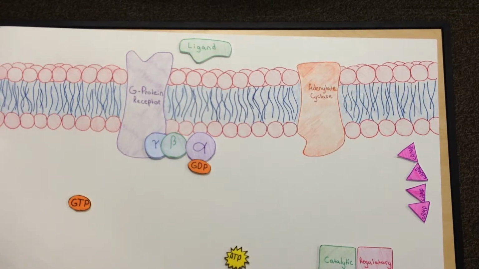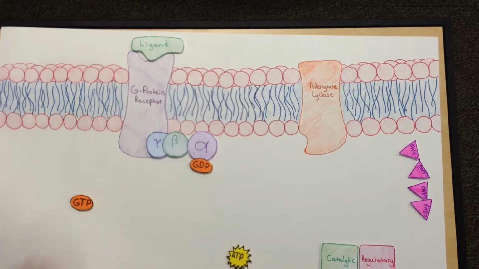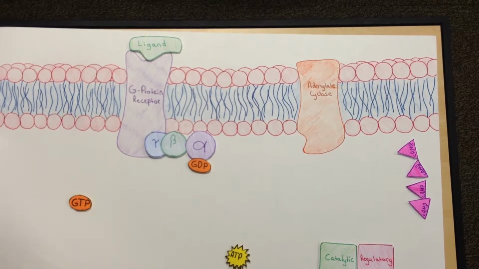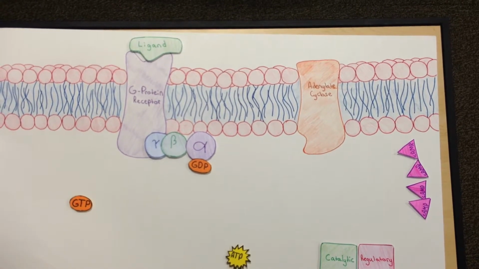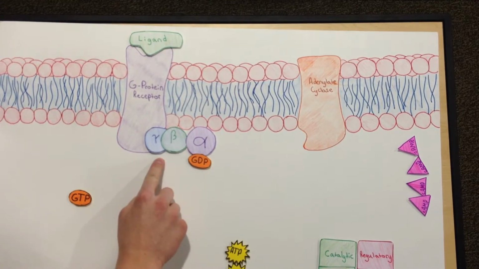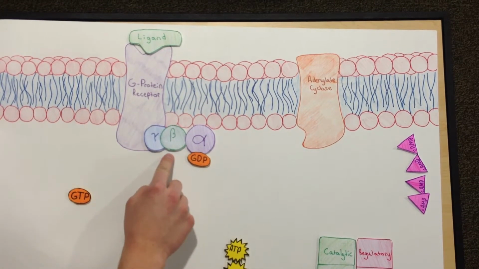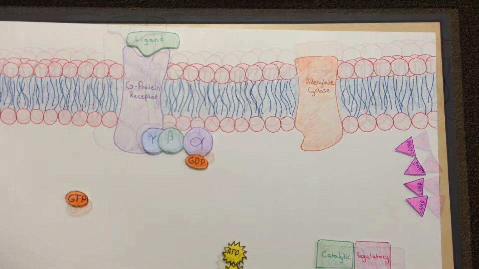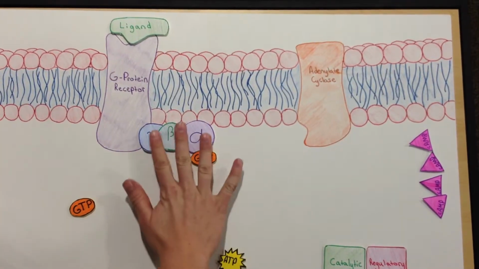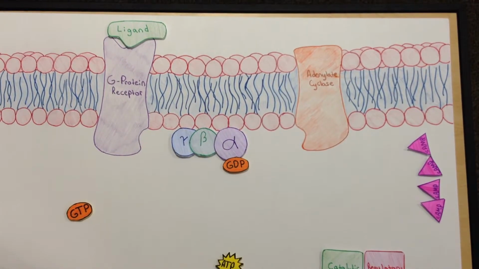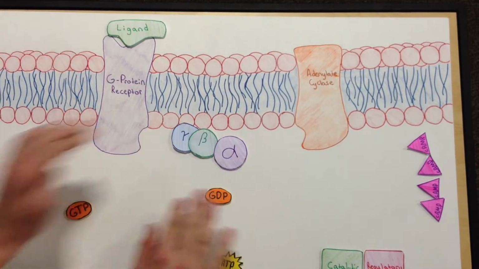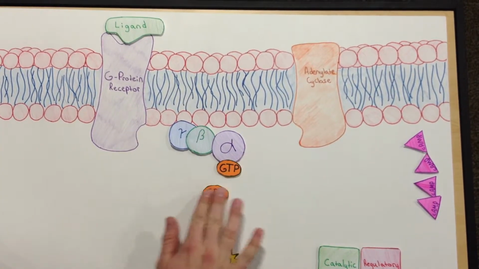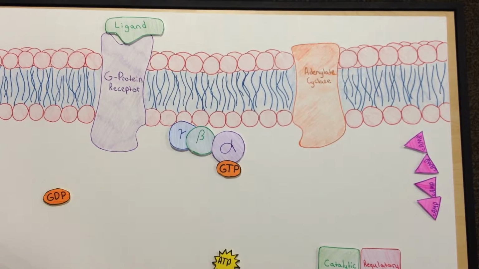When the ligand attaches to the receptor, it activates the G protein. The G protein is heterotrimeric, meaning that the protein is broken into 3 subunits. These are the gamma, the beta, and the alpha subunits. The G protein disengages from the receptor. Guanosine diphosphate is then exchanged for guanosine triphosphate, which activates the alpha subunit.